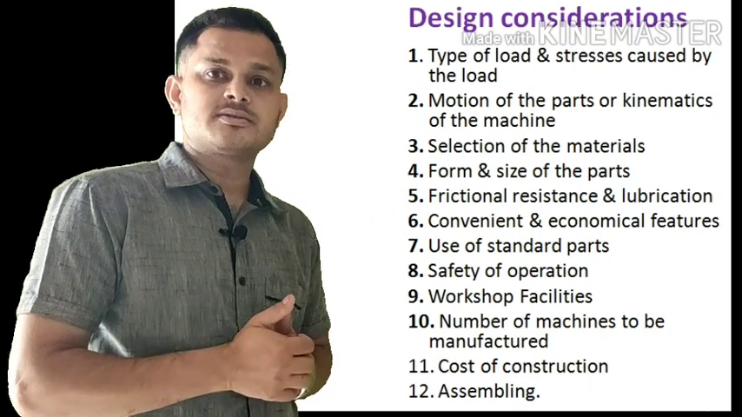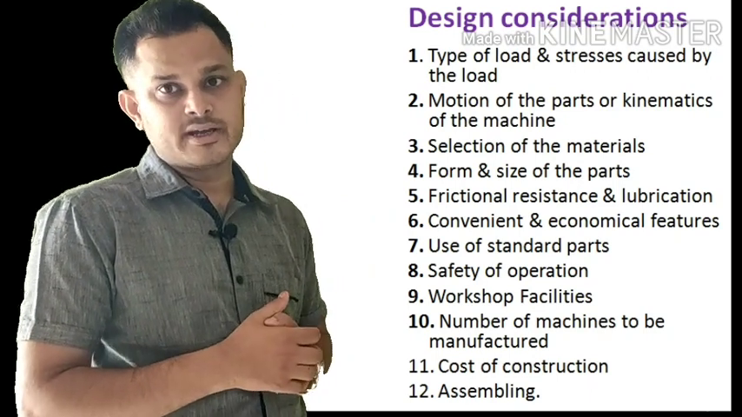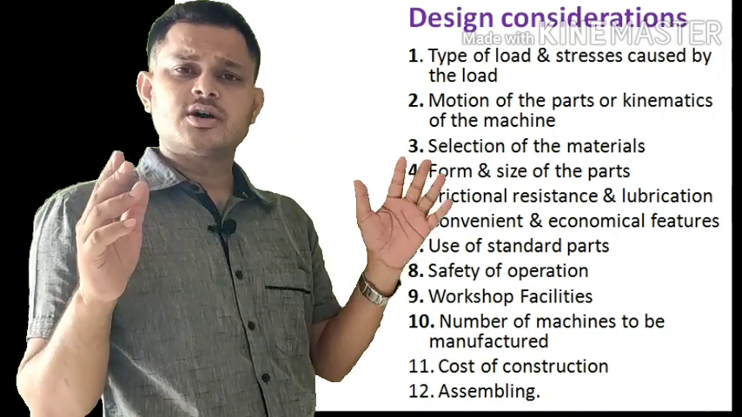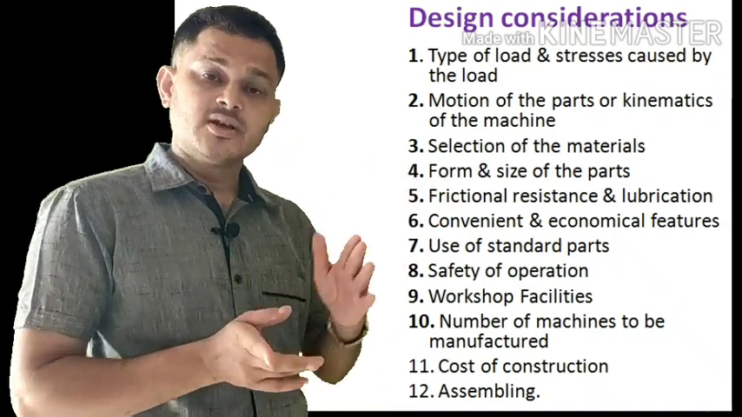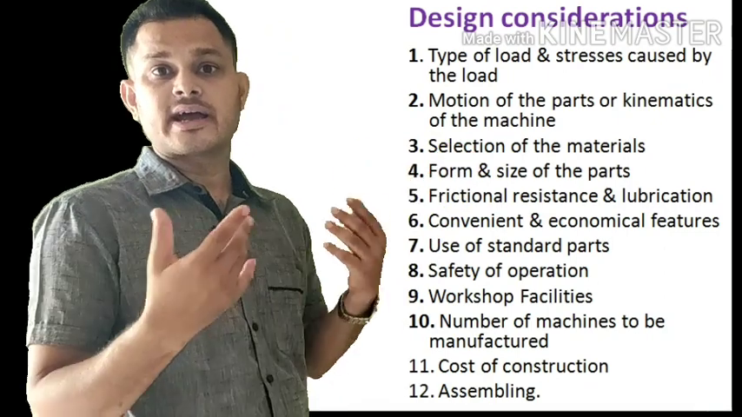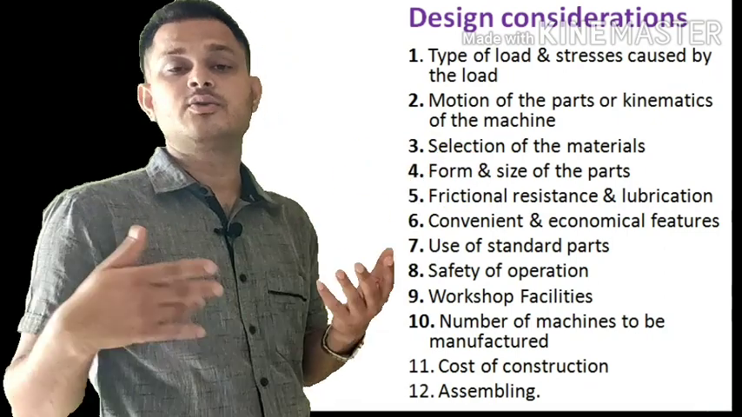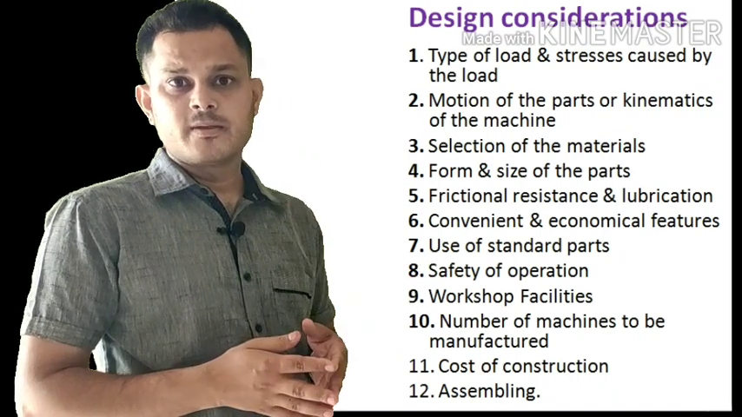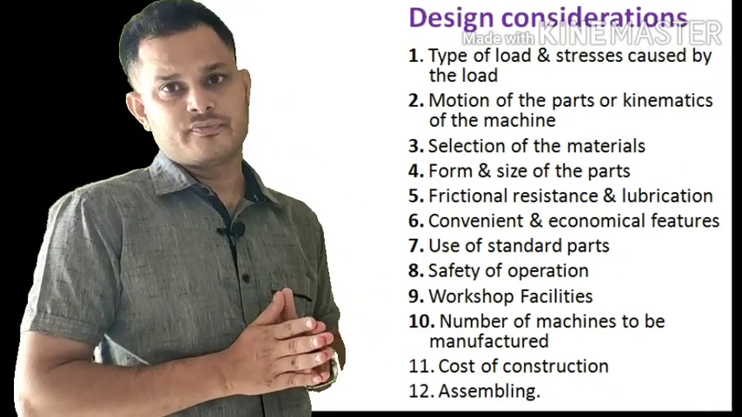Motion of the parts, or kinematics of the mechanism. What are the different motions of the different parts that have to be seen? What are the relative motions? What are the kinematics, meaning motions due to different components and the relation between them? So that has to be considered.